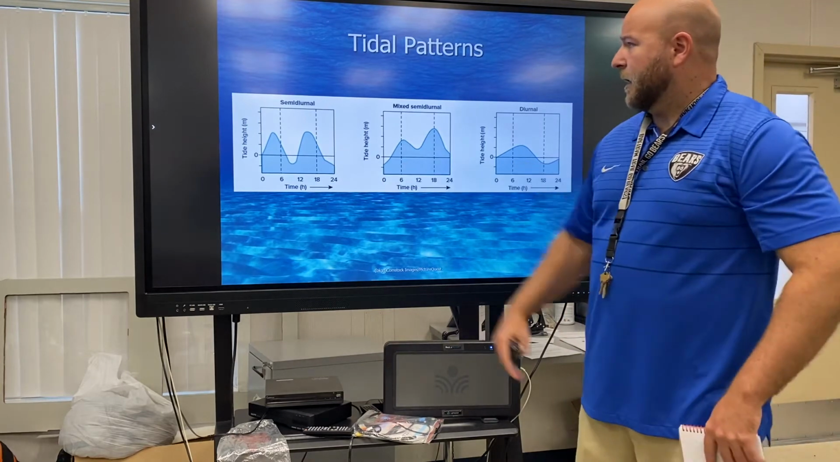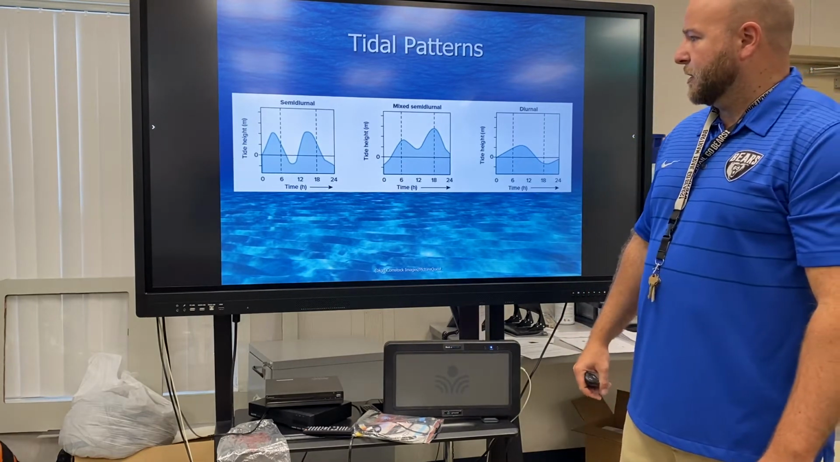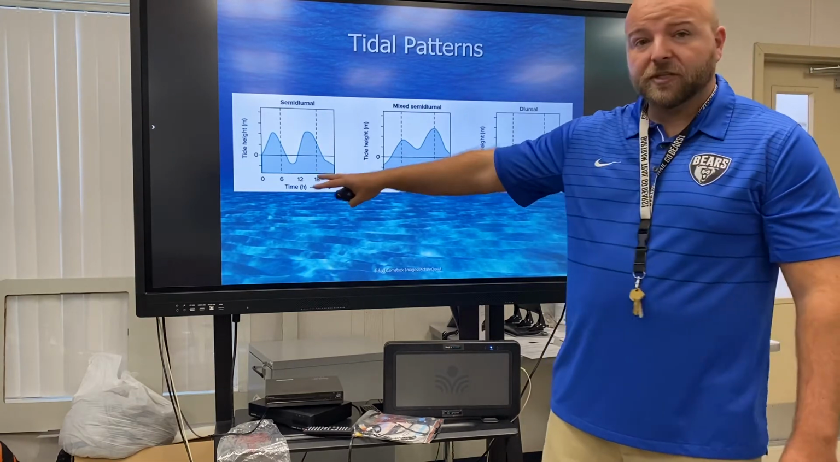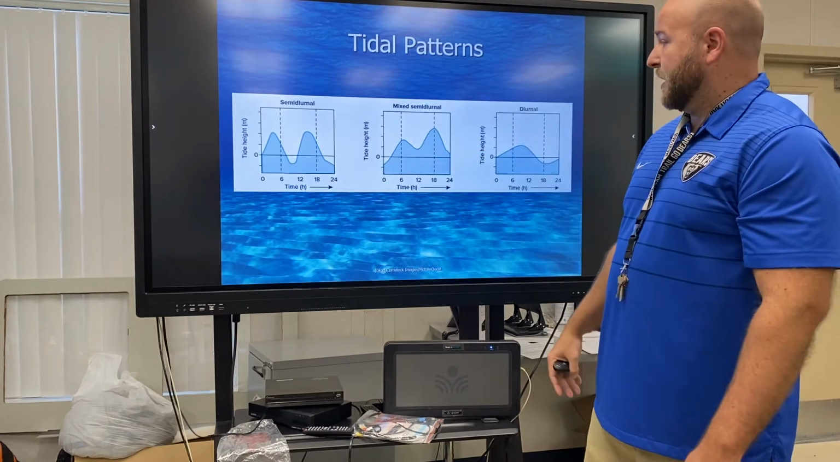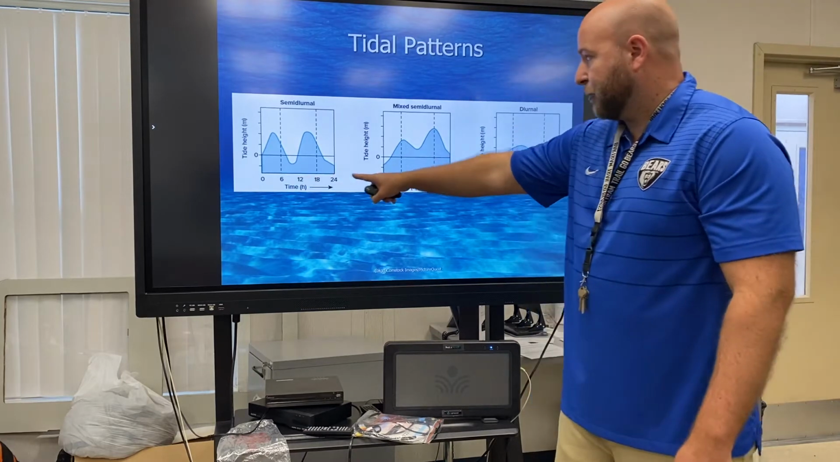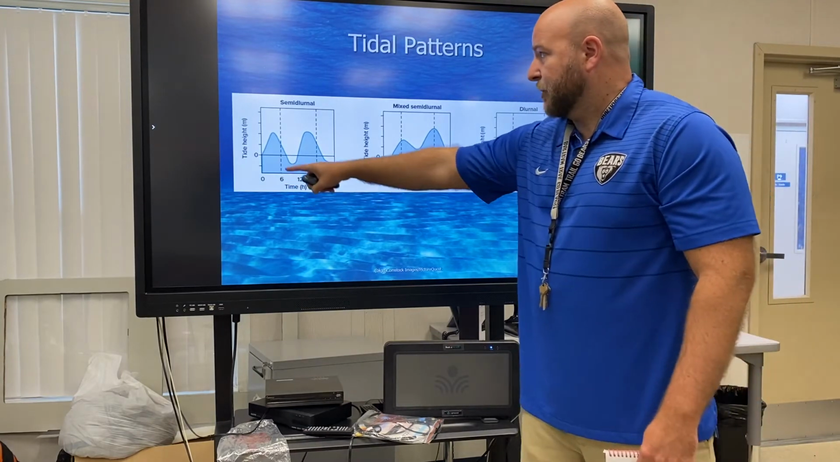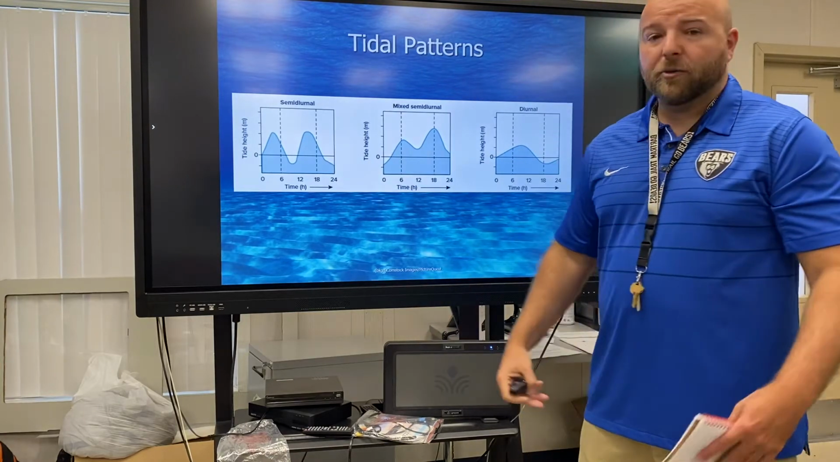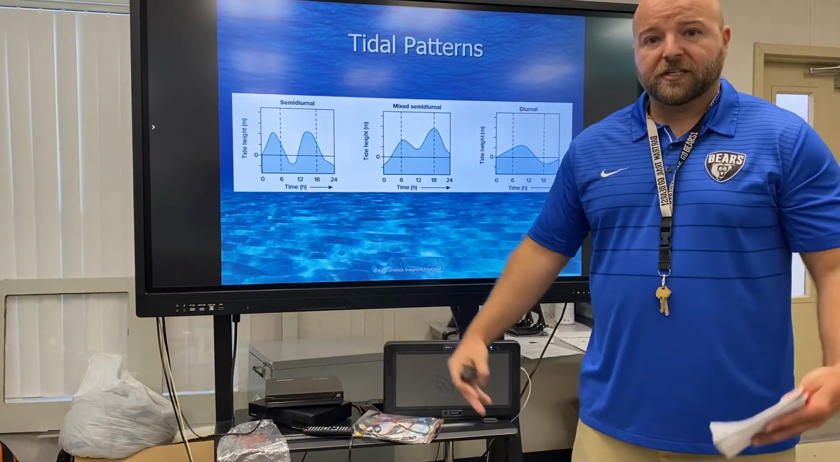Just an image here of how it works. You do need to be familiar with being able to read this image. There will be one of these on the test. You see that it's a 24-hour period, and you see that you've got two high tides, two low tides within that 24-hour period, so you're going to know that that's a semi-diurnal.